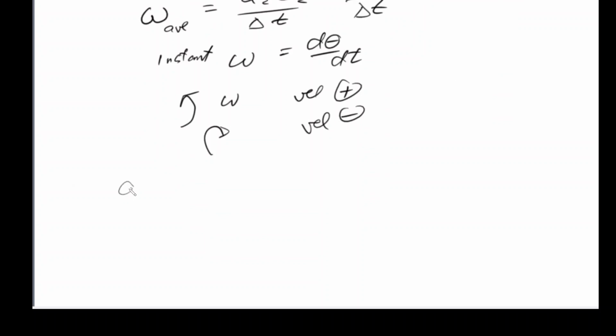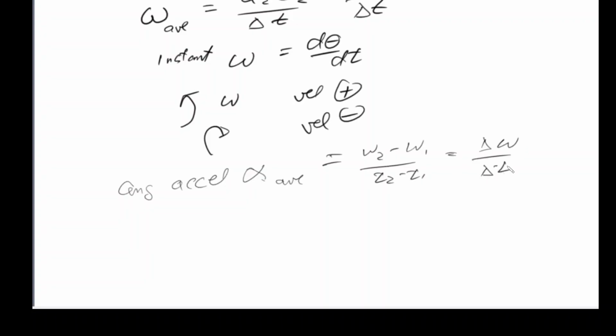We also have an angular acceleration, or alpha. And the average angular acceleration is equal to the change in our angular velocity with time, or delta omega over delta t. And the instantaneous acceleration is given by d omega dt. And the units for acceleration here are radians per second squared.